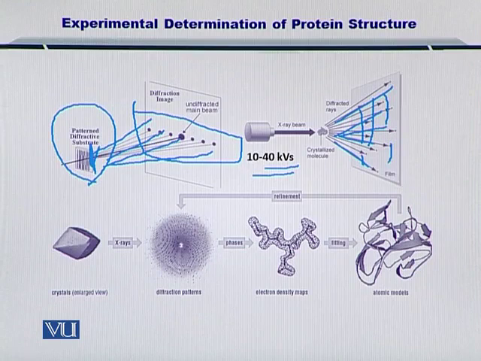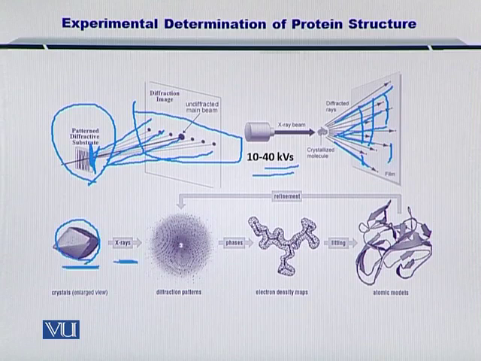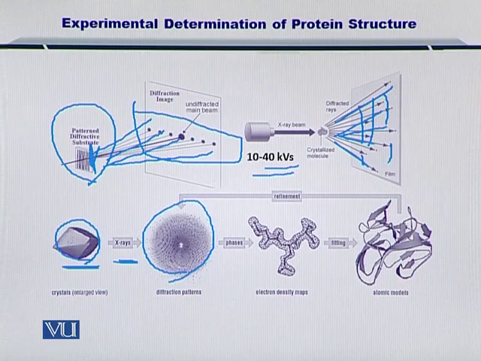But for that, first you need to crystallize your protein, because X-rays are essentially diffracted only by a solid crystallized protein. Here below you have the crystal, and then you shine some X-rays on it, and this is how the diffraction pattern actually looks.